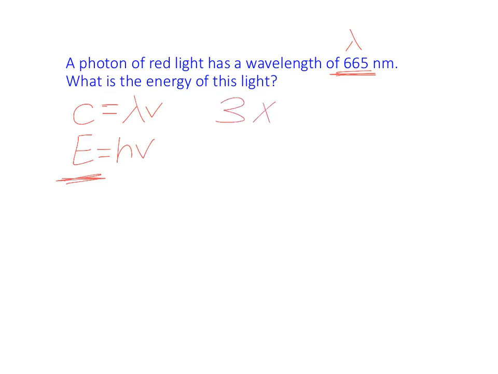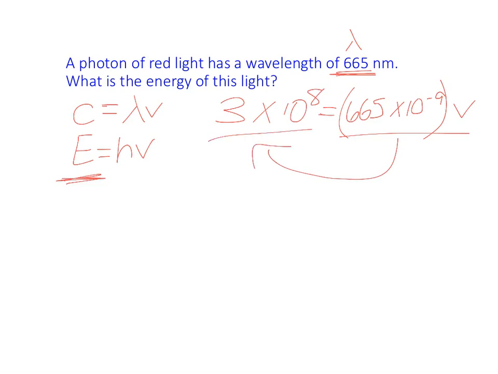We're going to use the C equals lambda V first. So we know that C is 3 times 10 to the 8th, and that is equal to our lambda, which is 665. And remember, nanometers is times 10 to the negative 9th meters. And then we're looking for our frequency, our V. All right, so again, doing a little algebra, dividing, getting the frequency by itself. We already solved this earlier, so this answer should not look foreign to you. But this was the frequency that we got.